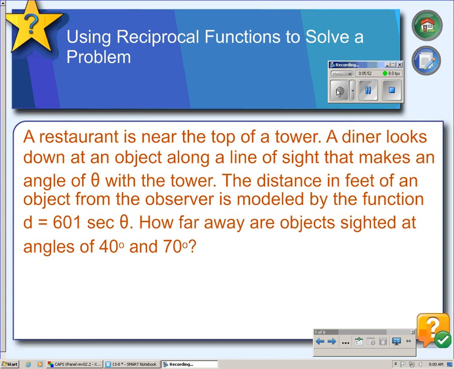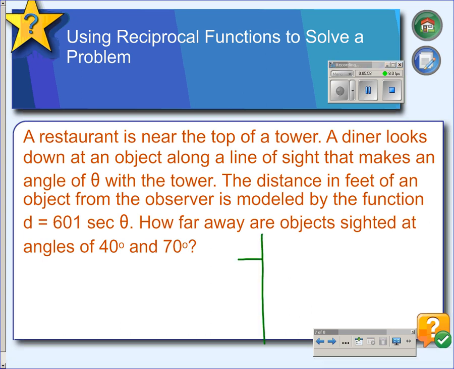Finally, we have a story problem here. It says a restaurant is near the top of a tower. So here's the tower. The restaurant might be here. A diner looks down at an object along a line of sight that makes an angle of theta with the tower. So the person in the restaurant is looking outside down like this, where theta would be there. The distance in feet of the object, which is here, from the observer, which is here, can be modeled by the function d equals 601 secant theta. So d is going to be this distance across here.